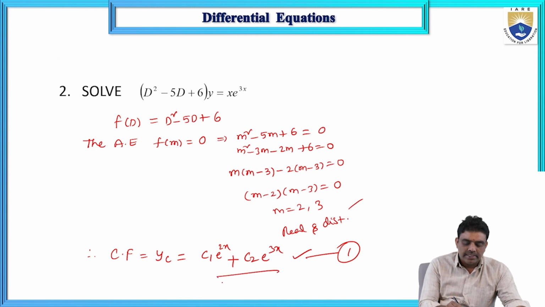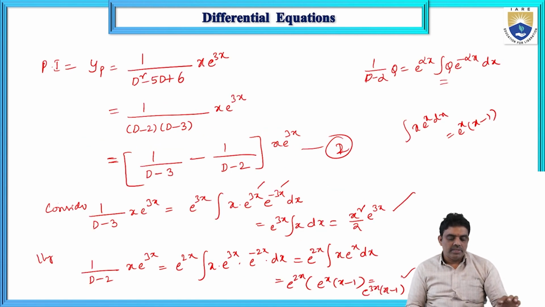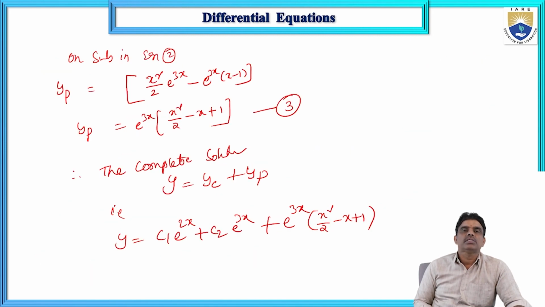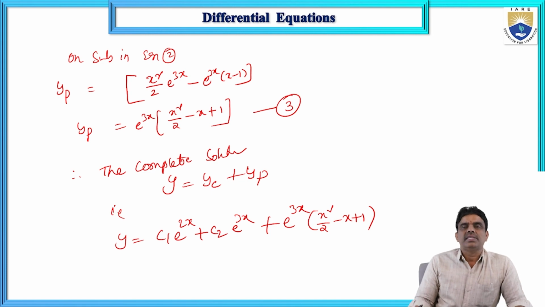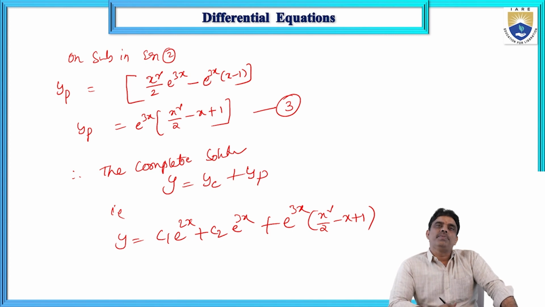So this is yc, the complementary function: e power 2x, e power 3x and the arbitrary constants. And here yp, on solving, has the value x square by 2 e power 3x, and the second part is e power 3x into x minus 1. So on writing in one equation 2, we'll get x square by 2 e power 3x minus e power 3x, which is common in both the terms. So yp is equal to e power 3x times x square by 2 minus x plus 1.